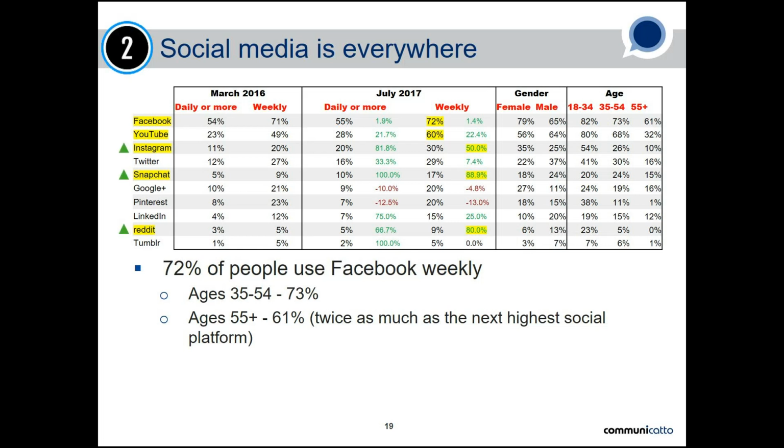In terms of up-and-comers here, I've highlighted Instagram and Snapchat, which you've likely heard of, and Reddit is one that maybe a lot of you have not heard of, but these are experiencing massive growth. So these are definitely ones to keep an eye on.